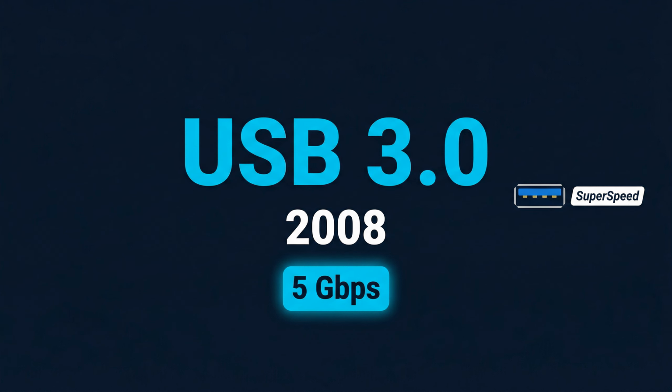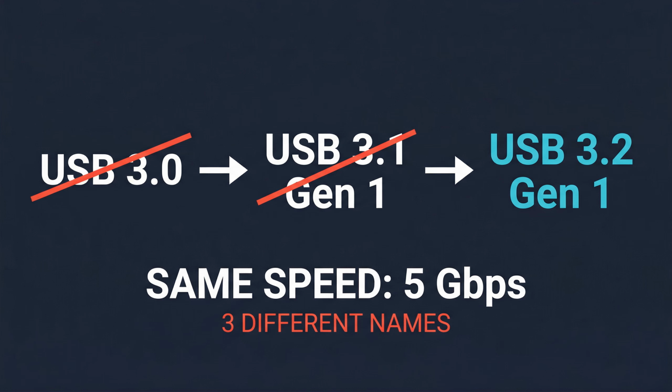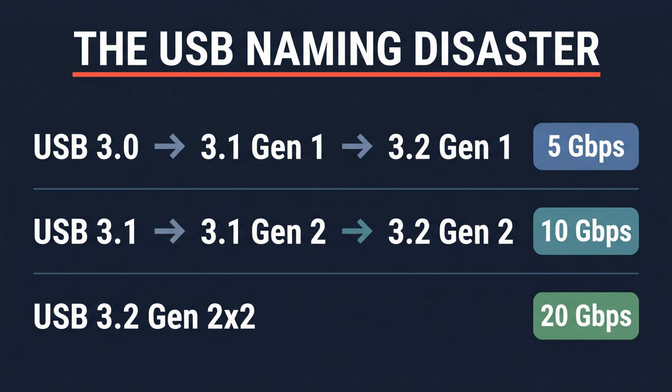Then came USB 3. It launched in 2008 at 5 gigabits per second. Simple enough. But then the USB-IF decided to rename it. First to USB 3.1 Gen 1, then to USB 3.2 Gen 1. Same speed, 3 different names. And it only gets worse. USB 3.1 at 10 gigabits, also renamed twice. And the newest version, 3.2 Gen 2x2 at 20 gigabits per second. Sounds more like a math equation than a tech standard.